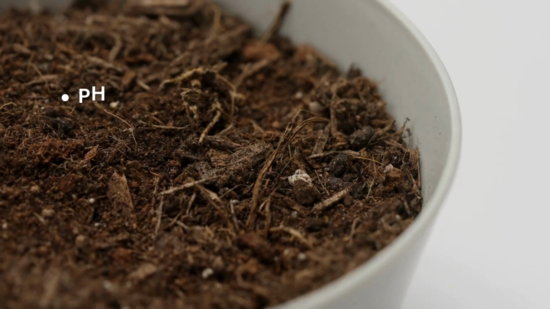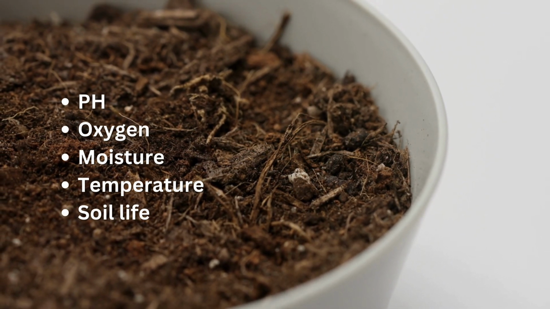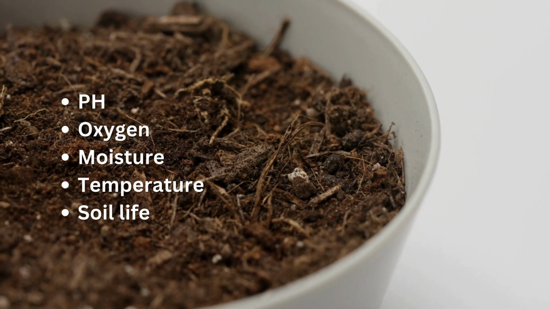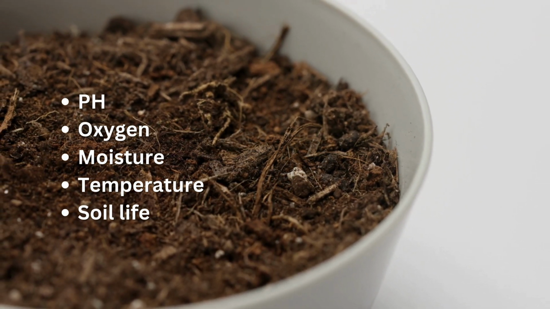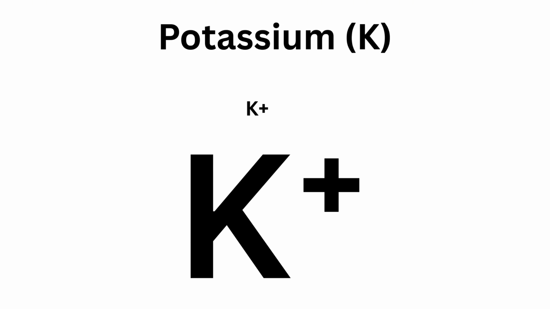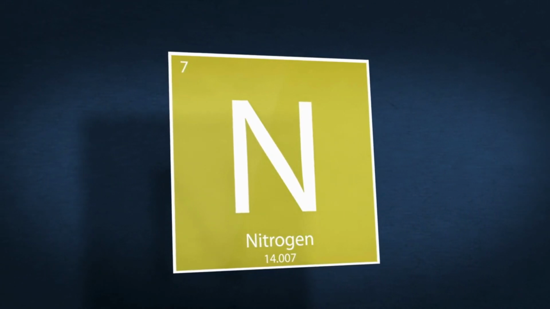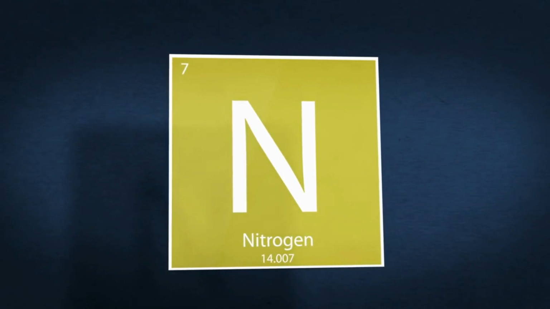Which form is available depends on different factors like pH, oxygen, moisture, temperature, and how active the soil microbes are. Compare that to potassium, which is usually present as a K+ ion, simple, stable, and easy for plants to absorb. So even if nitrogen is in your soil, it might not be in the right form for plants to use.